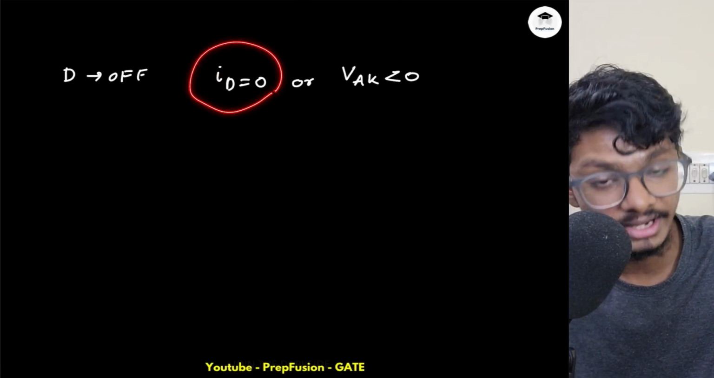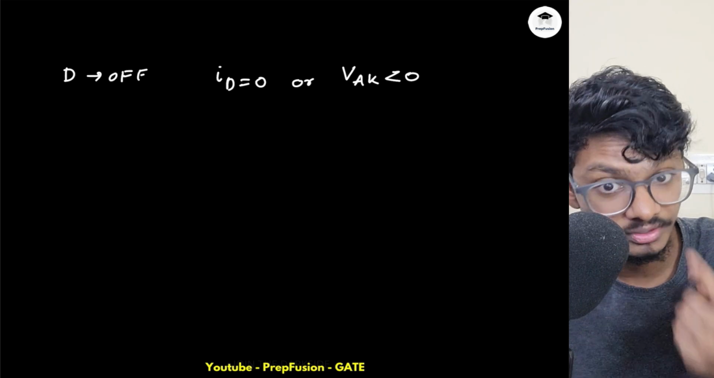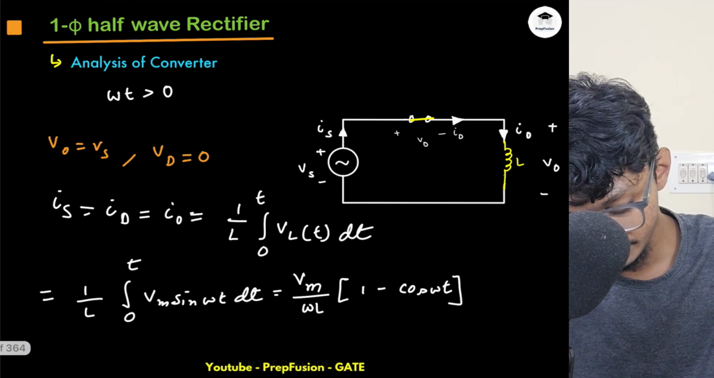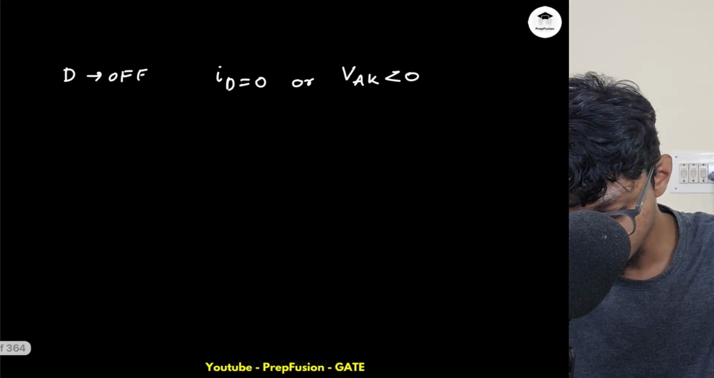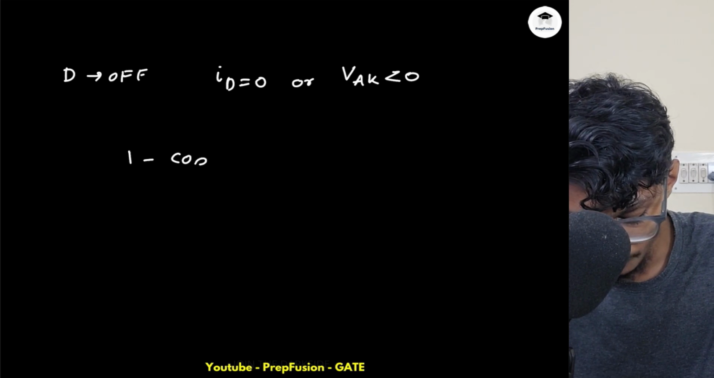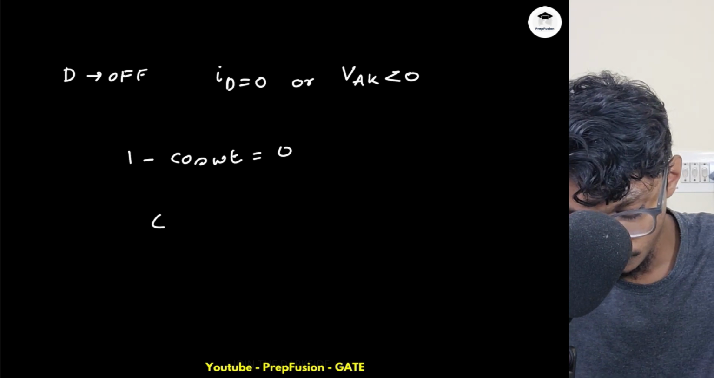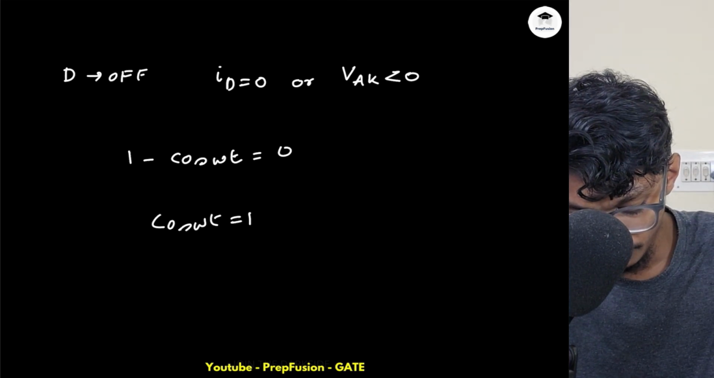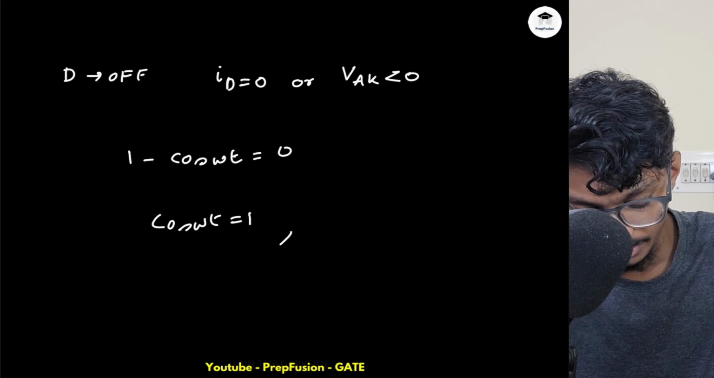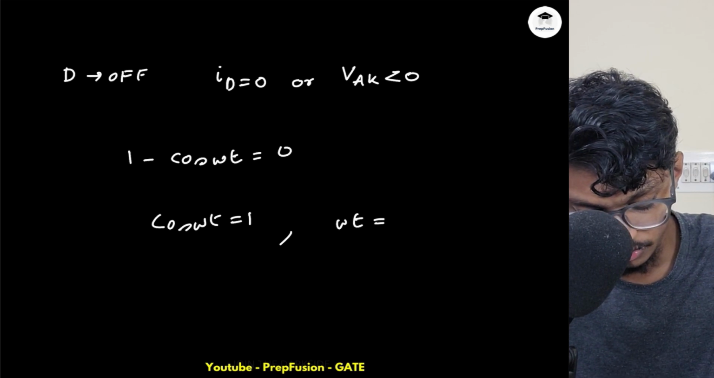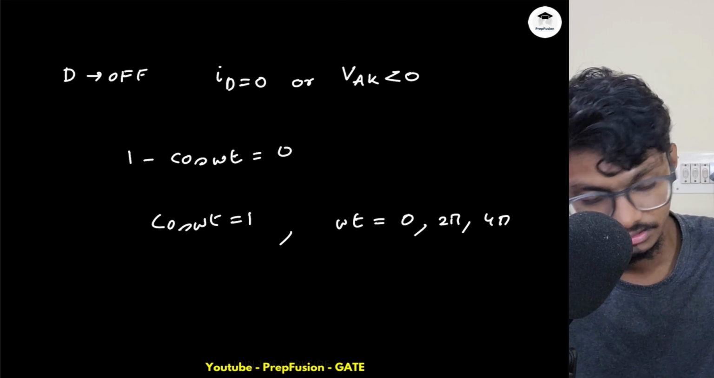So when is the current going to 0 next time? I have to equate this with 0. So 1 minus cos omega t should be equal to 0. If I equate this with 0, my cos omega t should be equal to 1. So basically the current is getting to 0 at 0, 2 pi, 4 pi, all these times.